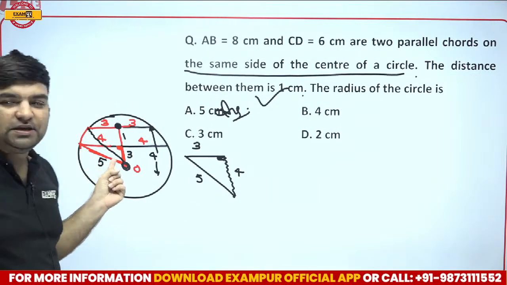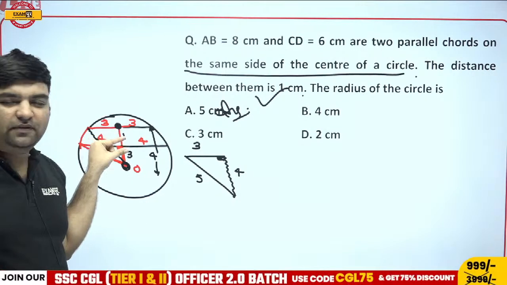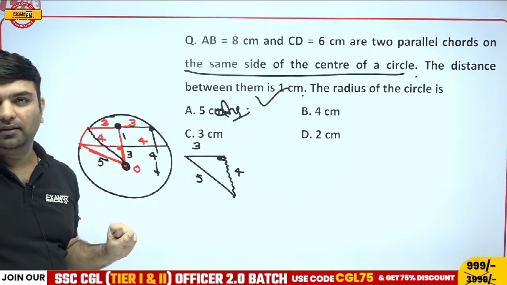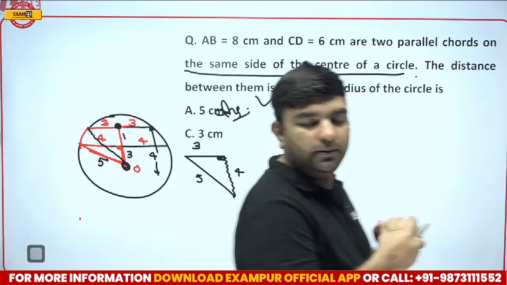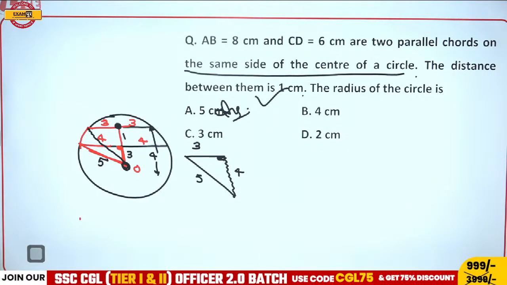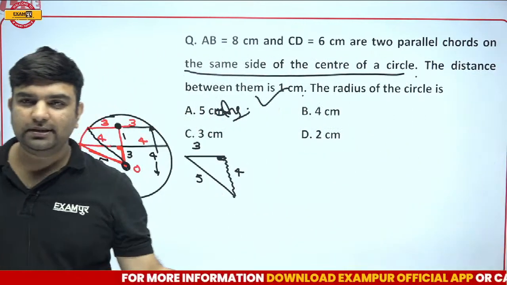Because from this triplet as well, the distance between the chords is coming out as 1, and it is also given as 1. From the triplet as well, it is coming as 1 and it is also given as 1. So that is the answer.